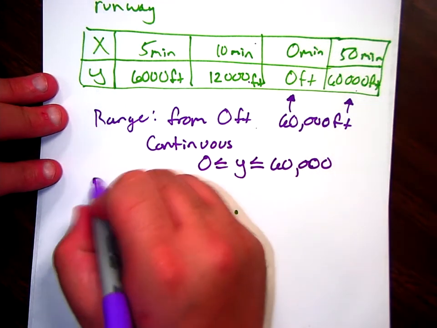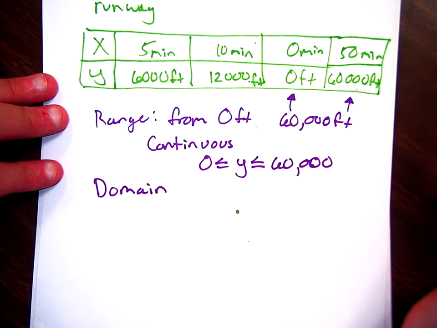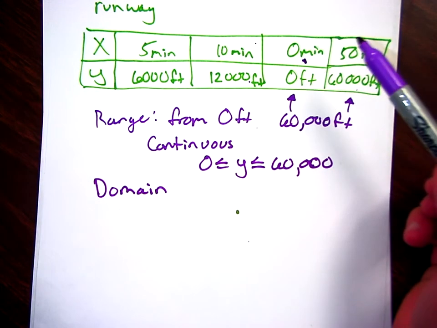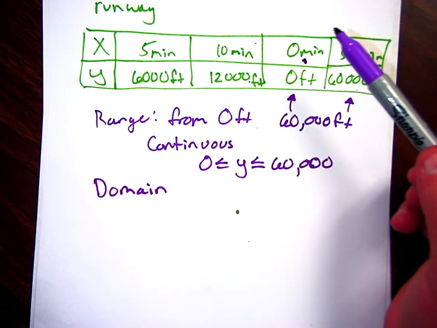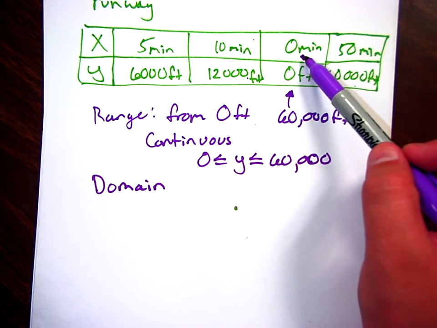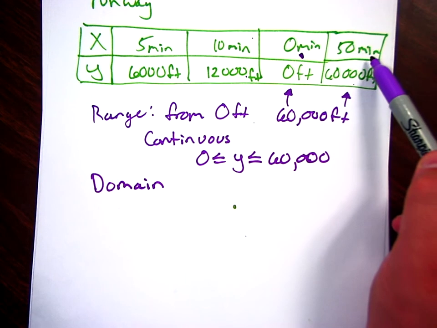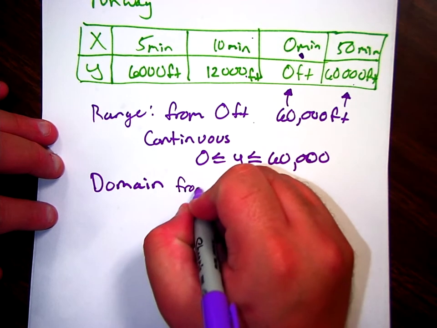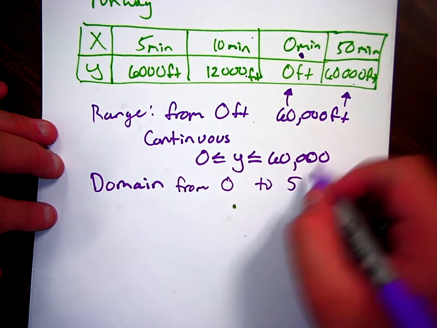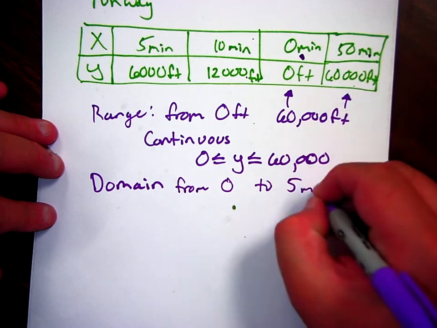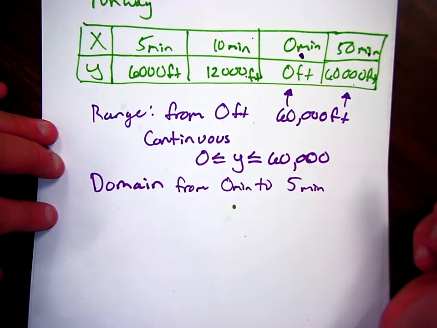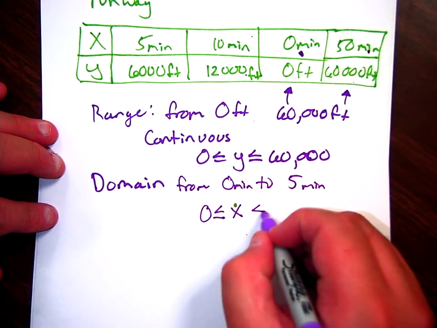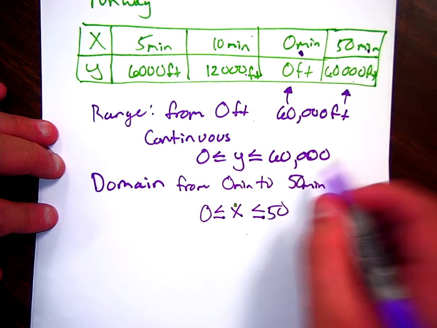Now let's look at the domain. It looks like we started at 0 minutes. We're not going to go back in time when it's taxiing. That wouldn't make sense. So we're going to start this at 0 minutes, and we're going to end it with the highest altitude, at 50 minutes. From 0 minutes to 50 minutes. So my domain is going to be 0 less than or equal to x less than or equal to 50.